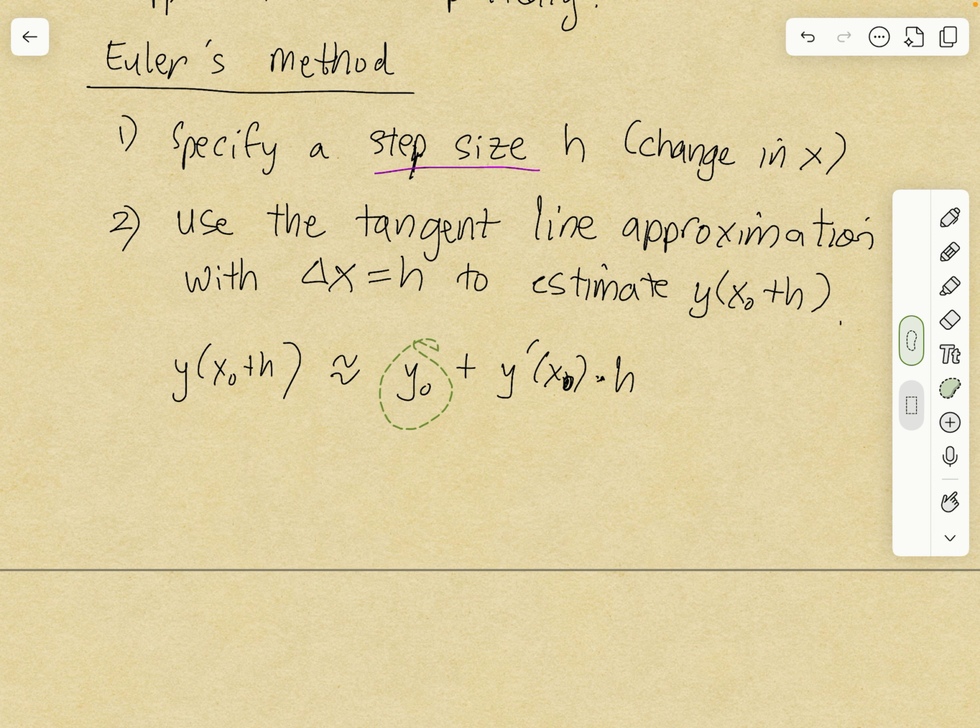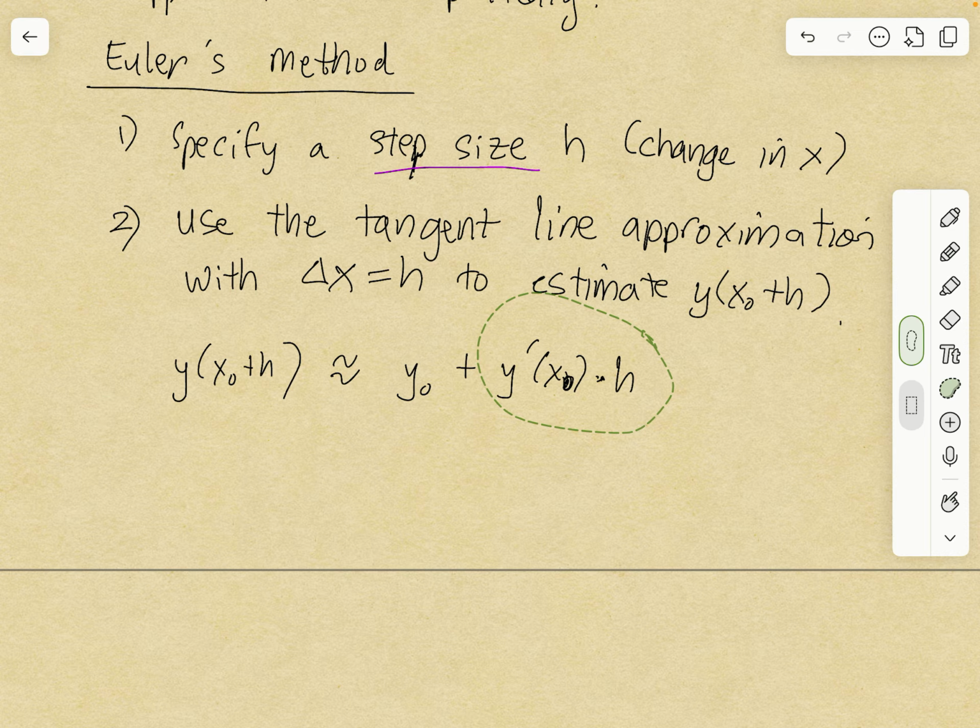Because basically your initial y value is y0. So that's your starting y0. And basically, when you increase x0, your starting value is x0, right? Then your new x value is x0 plus h. And the question is, what is the new y value? Well, it's approximately equal to what you get when you take your initial y value, which is y0, and then add y prime of x0 times h.